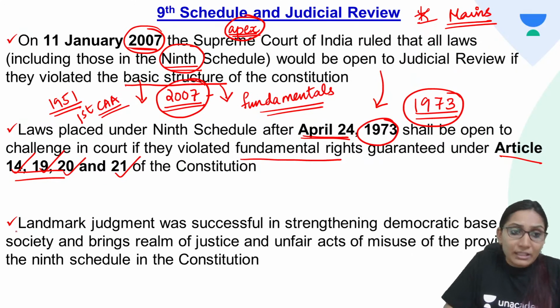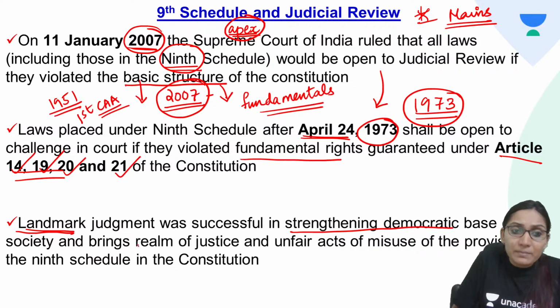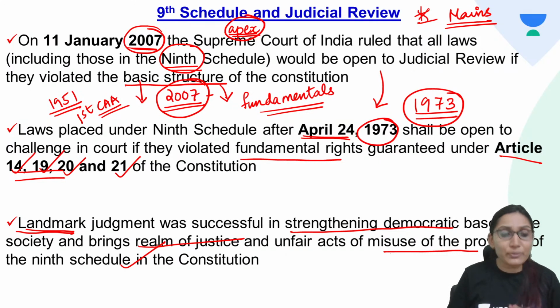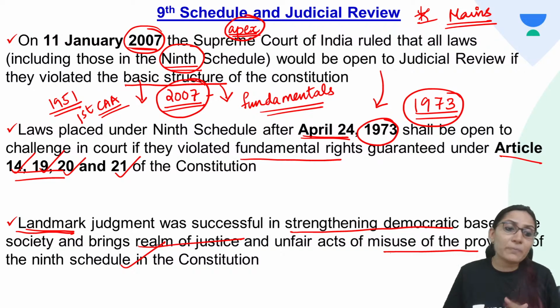And the conclusion: the landmark judgment was successful in strengthening the democratic base of the society, and it brings a realm of justice and checks unfair acts of misuse of the provisions of the 9th Schedule. As a summary, this judgment of the Supreme Court in 2007 is itself an indication that the Supreme Court is trying to strengthen democracy, and it has also increased public confidence. It is also a check on the misuse of the provisions of the 9th Schedule.